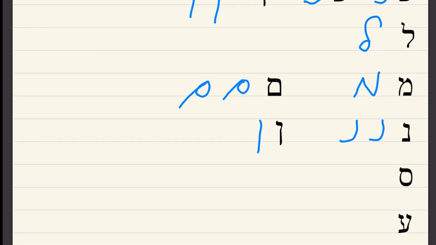The next letter we have is the letter samich, like in the English word sun. And in script, it will be written like this.